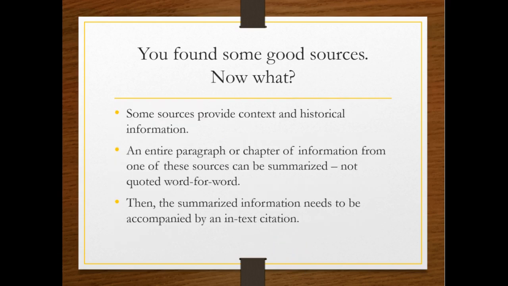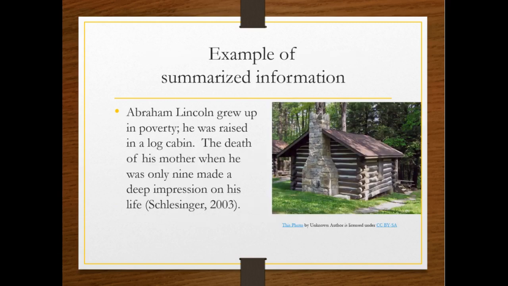So now, some sources provide context and historical information. An entire chapter or paragraph from these sources can be summarized and not quoted word for word, because a lot of times we'll just see a lot of information that we could boil down to something much more manageable and not have to waste space in our paper for all that detail. And so then the summarized information needs to be accompanied by an in-text citation.